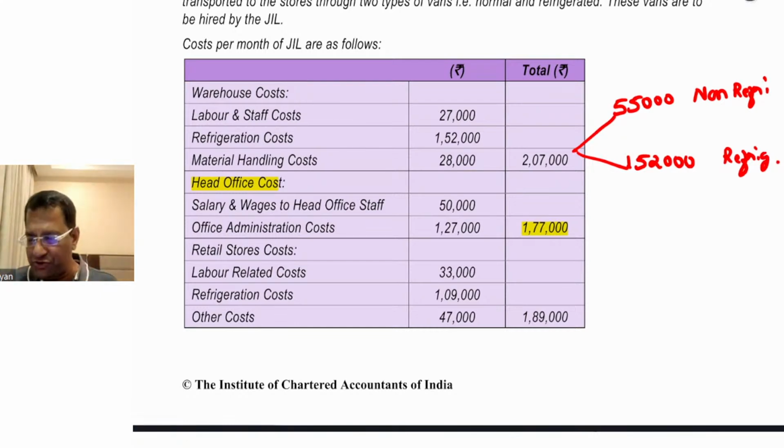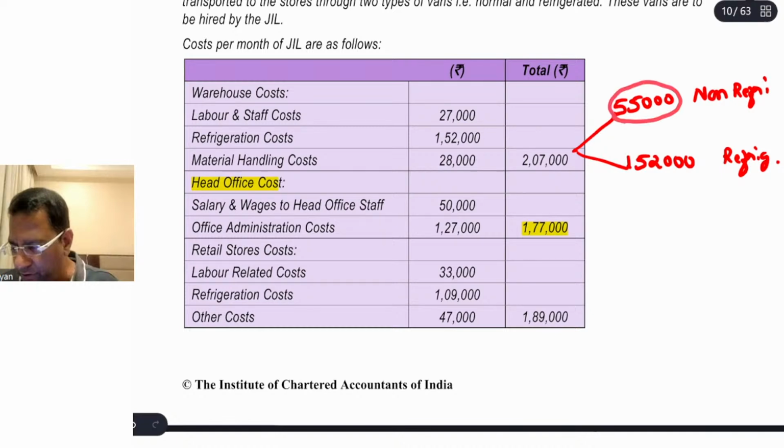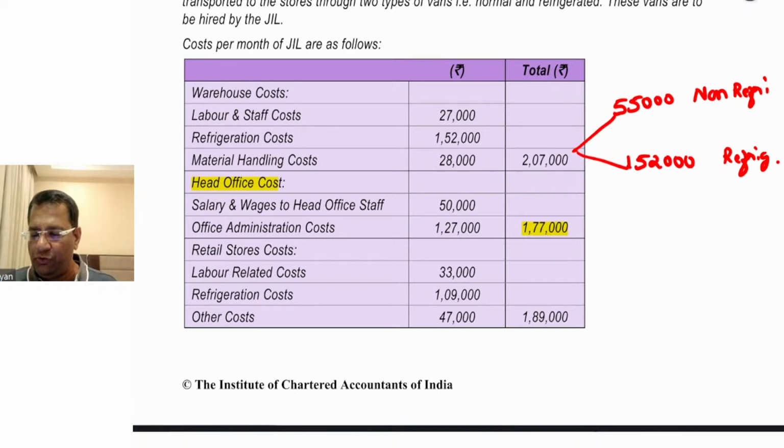Now my question to you is, beta, whether this 55,000 is incurred only for product 1, only for product 2, or for product 1, 2 and 3. This 55,000 related to non-refrigeration cost, which consists of labor and staff cost and material handling cost, is it incurred only and only for product 2, or is it incurred for all the three products 1, 2, and 3? Please communicate to me fast.